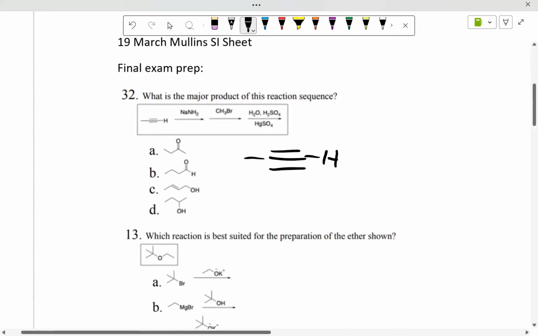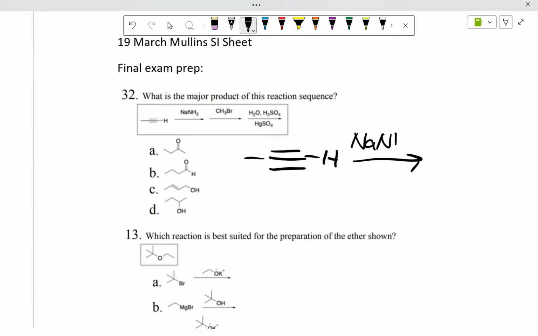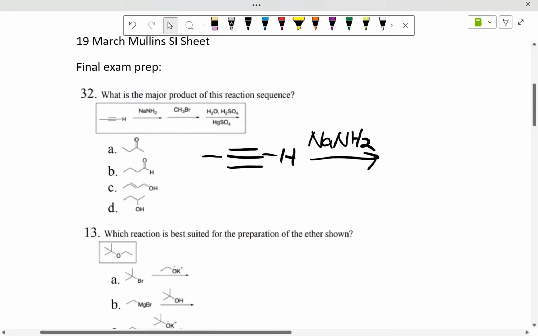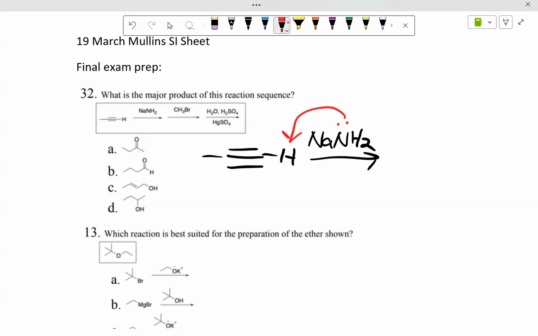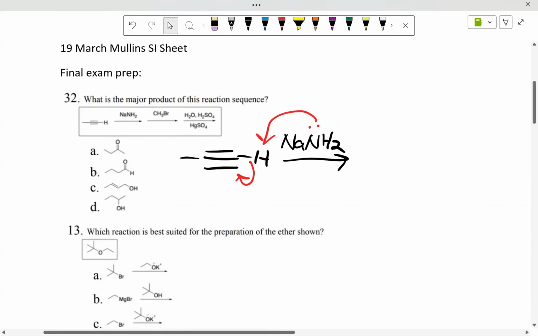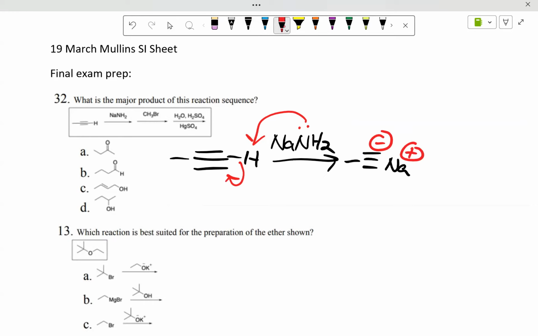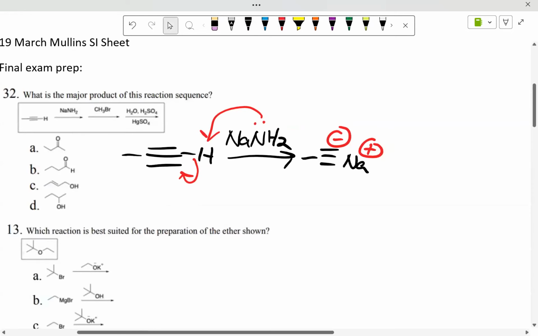So I'm going to rewrite the molecule. We're starting with an alkyne, and the first group we react it with is NaNH2. NaNH2 is a pretty strong base, so it's going to deprotonate the alkyne. If you remember from last semester, this is how you create the negative charge on the alkyne. This is the first step, specifically to create carbon-carbon bonds. That's what we're going to do in this reaction.